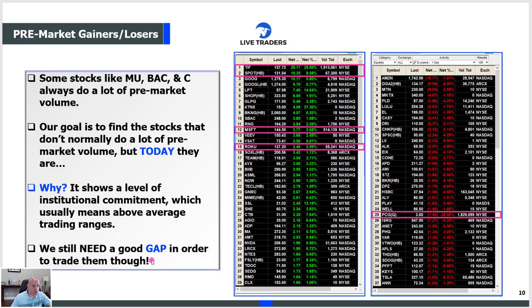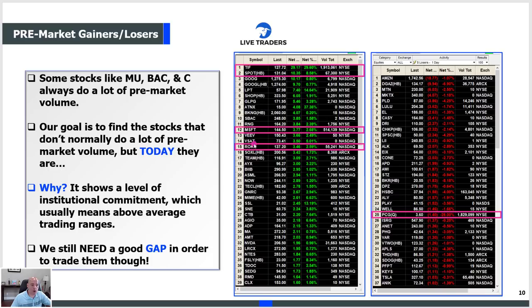We still need a good gap. So for example, if Roku has high volume, but it's gapping on the fifth day up, I'm probably not going to put it on my list. But if it's the first or second day up, and I see institutional money in this thing, I'm very, very interested in this. More interested than, say, GLPG at 2,700 shares. Why? Because GLPG does 2,700 shares every day. There's nothing special about GLPG. I want to look for something special, okay?